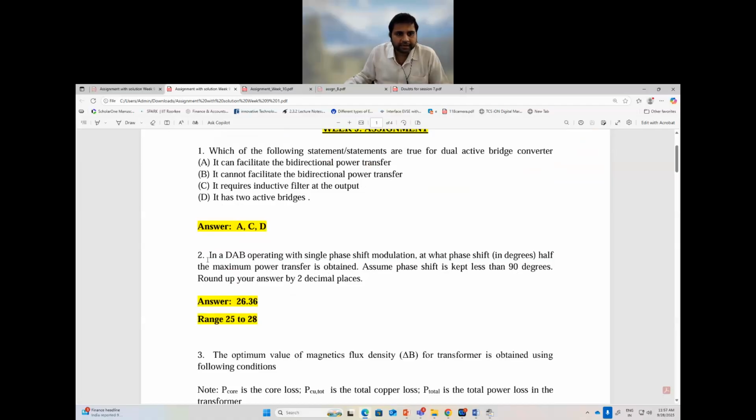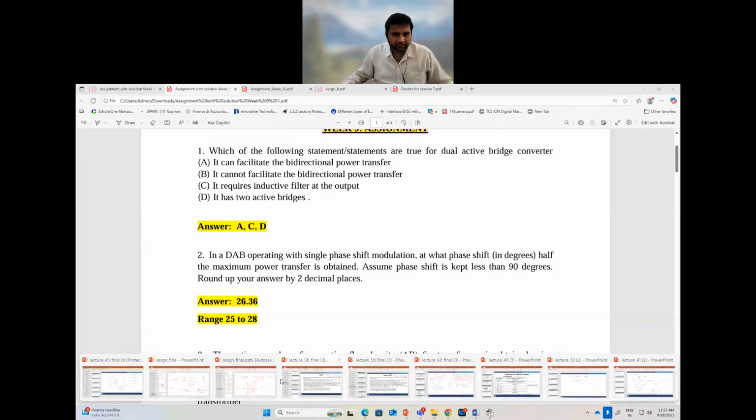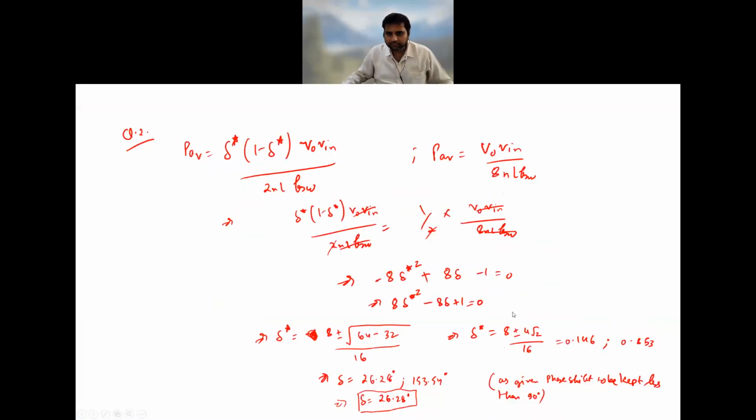Then the second question, which is on a DAB. Let us see the solution for that. So let me open this. Yes. We have to use this straightforward formula, and we know that our P average maximum is nothing but V naught V in by 8 N L F_SW. You just equate it, given that it is half of the maximum average power. So you do that, and then finally you will get this equation.